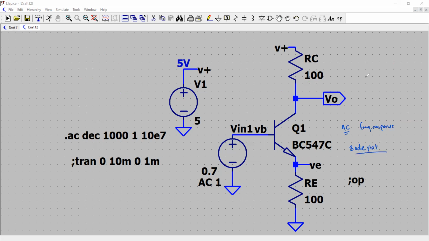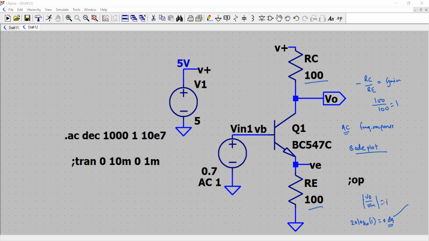So the gain is negative RC over RE. The RC is 100, RE is also 100, so it's about 1. So the magnitude of the gain will be 1, and you take 20 log of 1, which is equal to 0 decibel. So approximately you should have that.